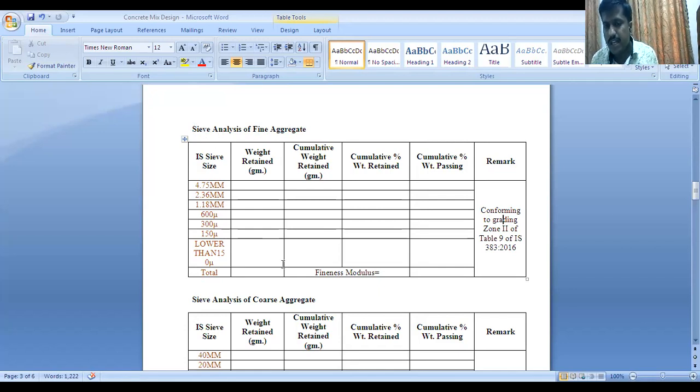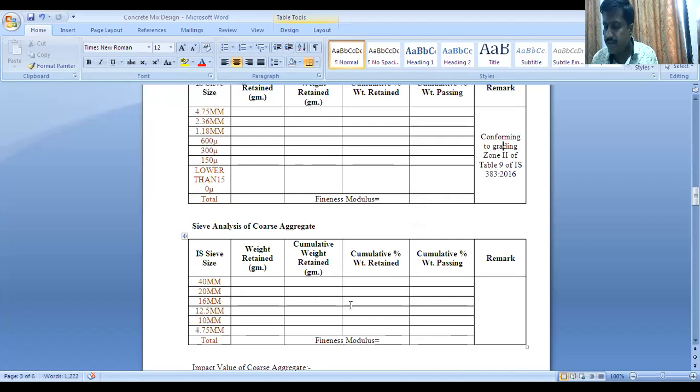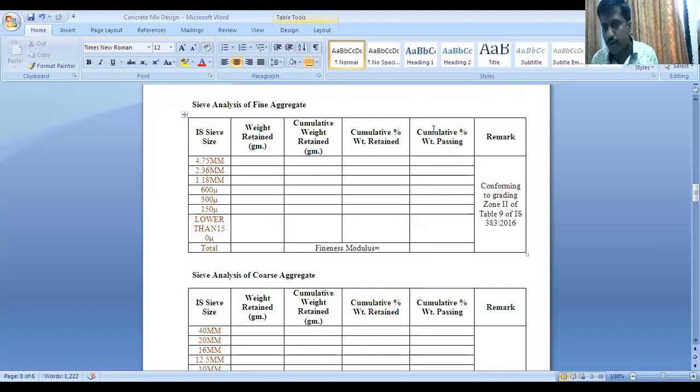For fine aggregate and for the coarse aggregate, we are having the different sieves. You are going to find out the cumulative weight percentage passing, and then whatever the results of percentage passing you are getting, you are confirming your fine aggregate that this my fine aggregate belongs to zone 2, zone 1, zone 3, zone 4, and then you will do the further calculation. You will decide the ratio of coarse to fine aggregates.